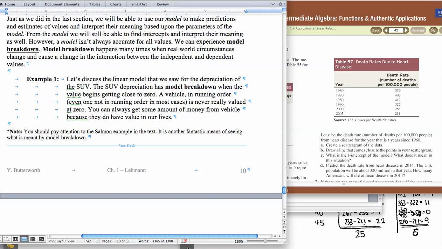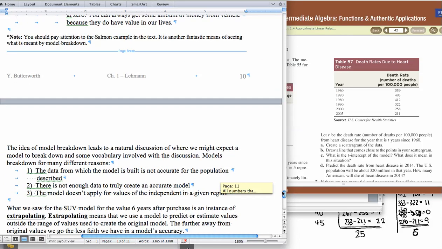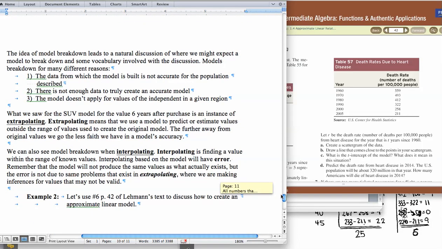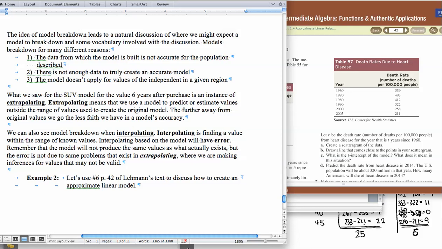So models don't always work out perfectly. In your text it talks about a salmon example and the fact that salmon become extinct at a certain point in time according to the model. But that's not actually true. The salmon are never going to become extinct, at least with the circumstances right now. So those are examples and ideas of model breakdown.